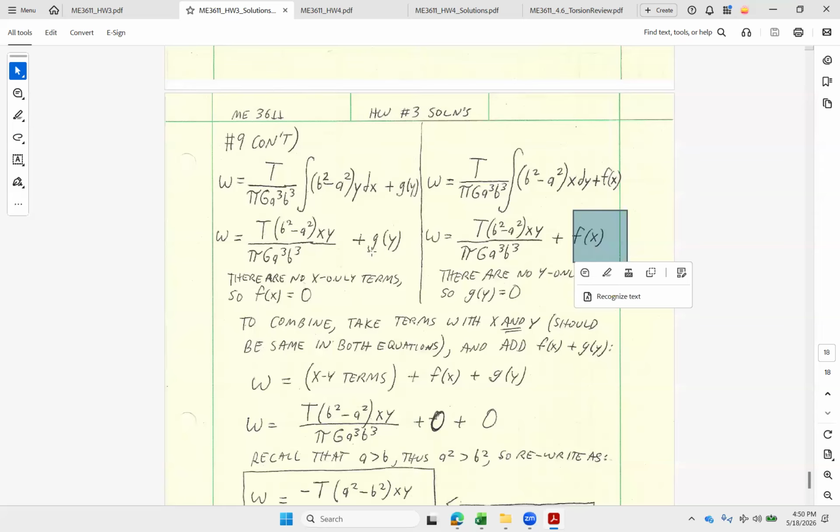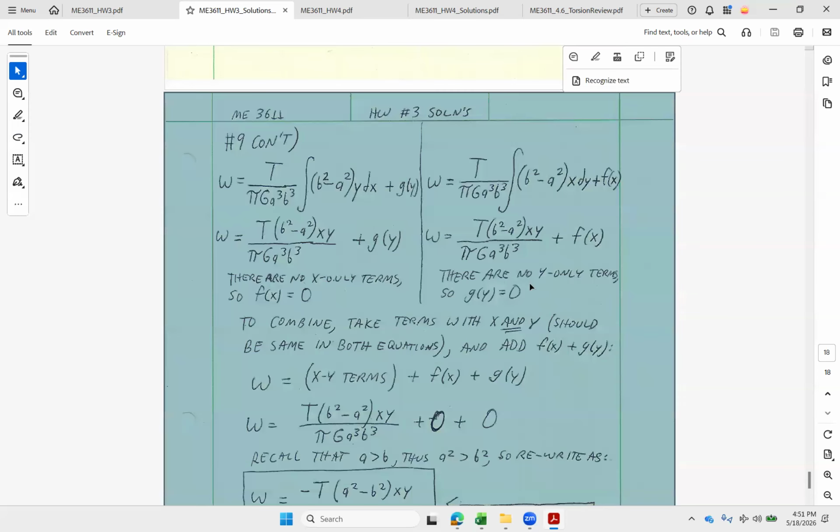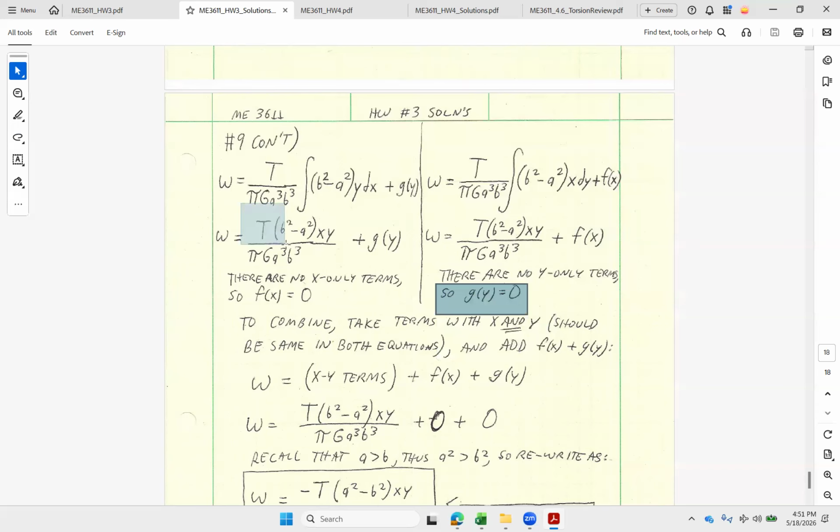So if I look over to the left, there's nothing with x by itself, so f of x is going to be 0. And if I look at this one, look over to the right, there's nothing with only y here. So g of y is going to be 0. That means this one common term, if it's the only term we see on both sides, then that's all we got. Nothing with only y in here. When we integrate up, nothing with only x.